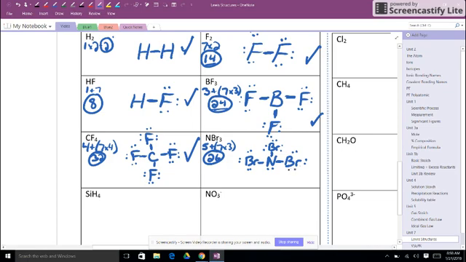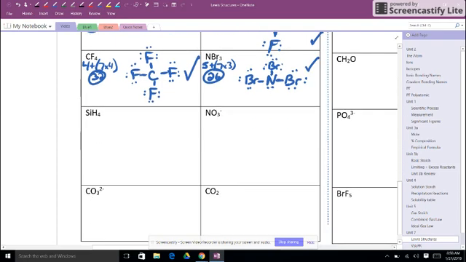Okay, last step, let's make sure the valence electrons in our picture match our number. 2, 4, 6, 8, 10, 12, 14, 16, 18, 20, 22, 24, 26. So it matches again. Okay, silicon tetrahydride. Silicon has 4 valence electrons. Hydrogens have 1 each, times 4. So we have 8 in our picture.